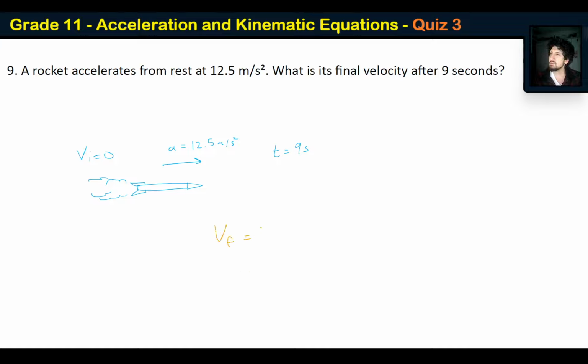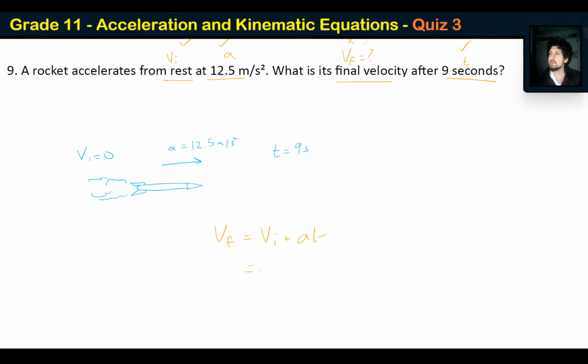VF is equivalent to VI plus AT. Now, how do I know which formula to use? Somebody might be asking. Well, you really have to look at the variables that you've got. So what do I have here? I've got VI, I've got the acceleration, and that's what I'm looking for, final velocity. I don't have that, but I have this, and this. And what I need to do is find a formula that encapsulates all of these. Okay, so I've got VI, A, VF, and T, and I'm looking for VF. Which formula is that? Well, it's the one that links all of these together, which is VF equals VI plus AT.